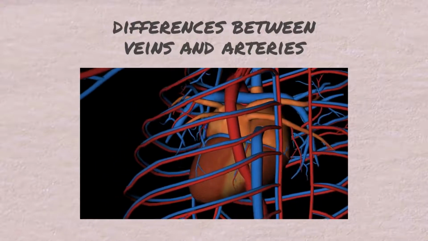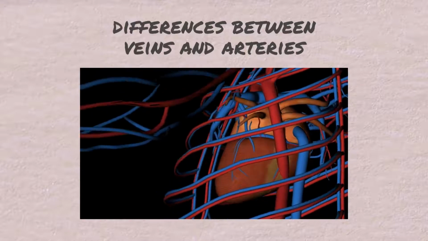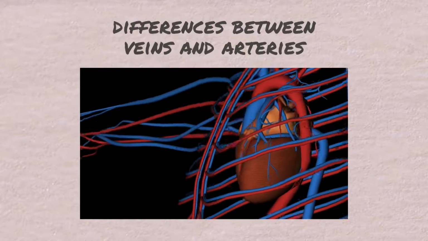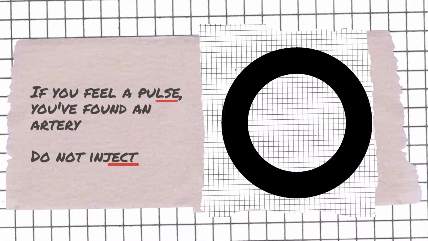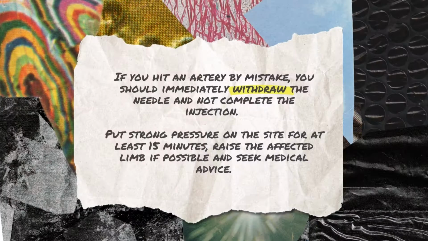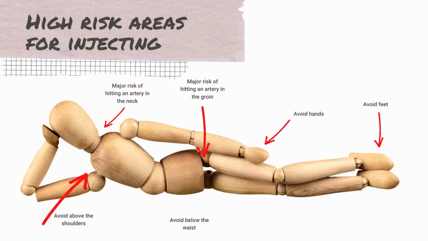Arterial injection can happen accidentally, usually when someone is trying to find a deep vein, such as the femoral vein. If you can feel a pulse, you've found an artery and you shouldn't inject there. Arterial blood is bright red and travels at high pressure away from the heart. If you hit an artery by mistake, you should immediately withdraw the needle and not complete the injection. Put strong pressure on the site for at least 15 minutes, raise the affected limb if possible, and seek medical advice. There are things that we can do to reduce these risks while injecting.